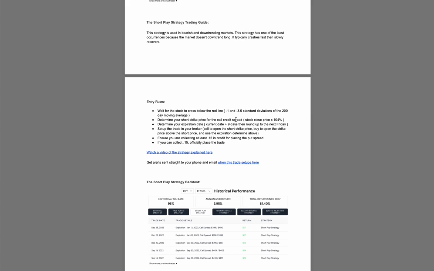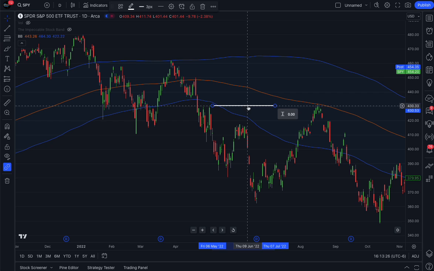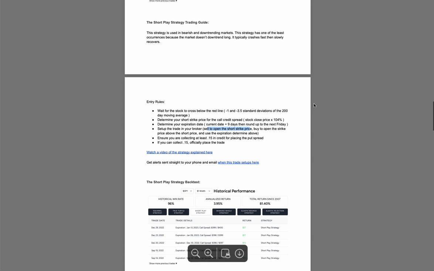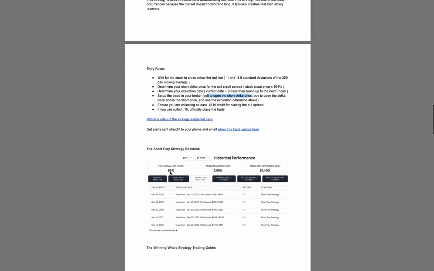Okay. So now we're going to set this trade in our broker where we sell to open the, what did we determine? 430, which means we're going to buy the 431, and then we're going to use an expiration date of August 6th or whatever I said it would be. If we can collect 15 cents in credit, we're going to put this trade on, and that's exactly how we do it. You have a 96% win rate, and you'll make 4% every single year following this approach.